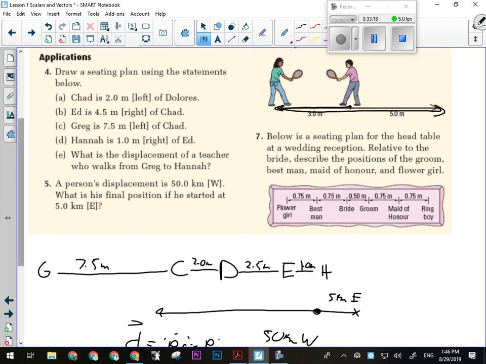And then number 7 here, we've got this wedding reception. Relative to the bride, describe the positions of the groom, the best man, and the maid of honor. So the bride's the reference point. The groom is 0.5 meters right of the bride. The best man is 0.75 meters left of the bride.